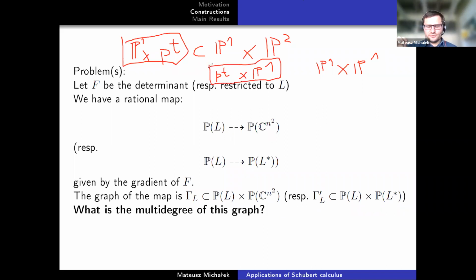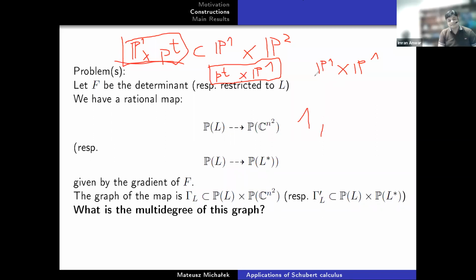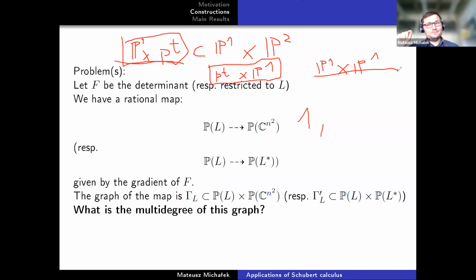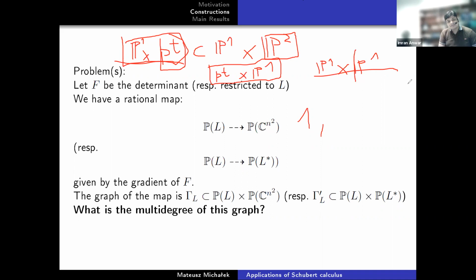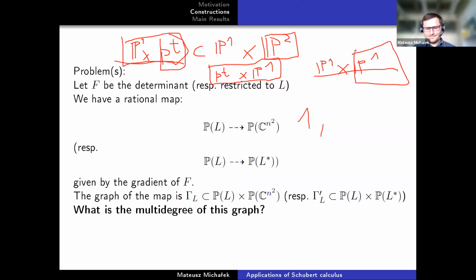When I intersect these two varieties, what happens? I get a point times a point, which is one point, and that's your first number, 1. But what happens when you intersect this and this? I will get the same, P1 times P1, because in this P2, this point and this P1 will not meet. So you will get an empty set, which is 0 points.